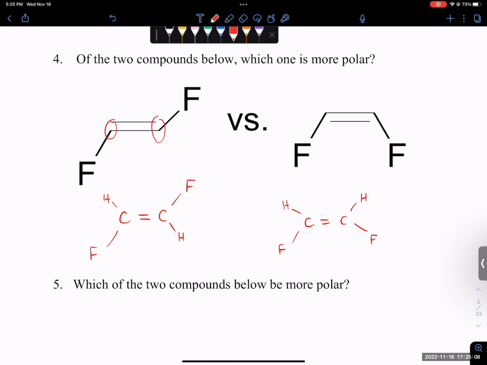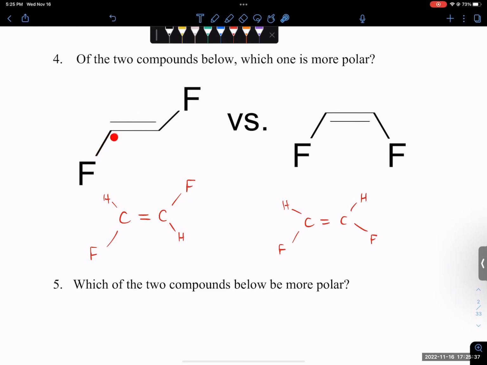Fluorine is more electronegative than hydrogen, so it's tipped toward the right. This is what we call a trans isomer, where the substituents are on opposite sides. Trans means opposite sides of the double bond.